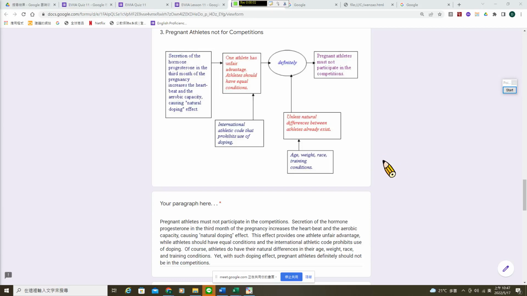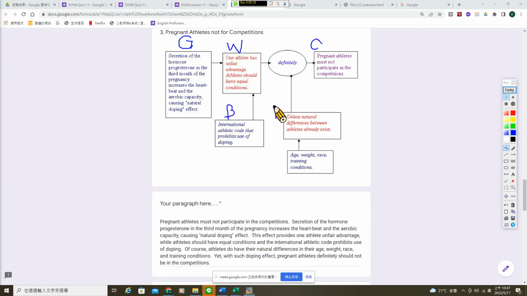Okay, so let's take a look at this one. So pregnant athlete is not for competition. So although we do not have the C, G, W, B, and B, and what is this? And this is qualifier, of course, right? So let me put this for you first. This is a claim, of course, and this is the ground. Apparently, this is the warrant, and this is the backing for the warrant.